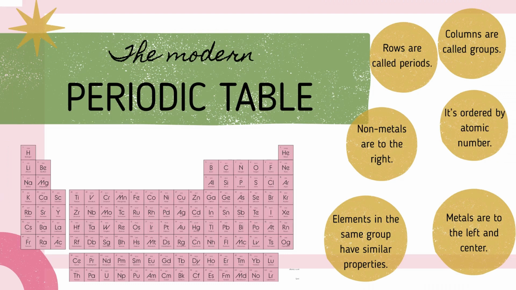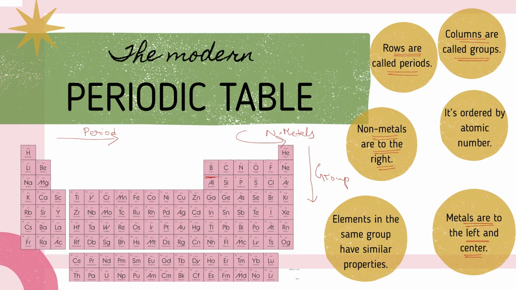The modern periodic table. Rows are called periods. Moving from left to right is a period. Columns are called groups. Moving top to bottom is group. Non-metals are to the right. Right hand side are non-metals. Metals are to the left and center.